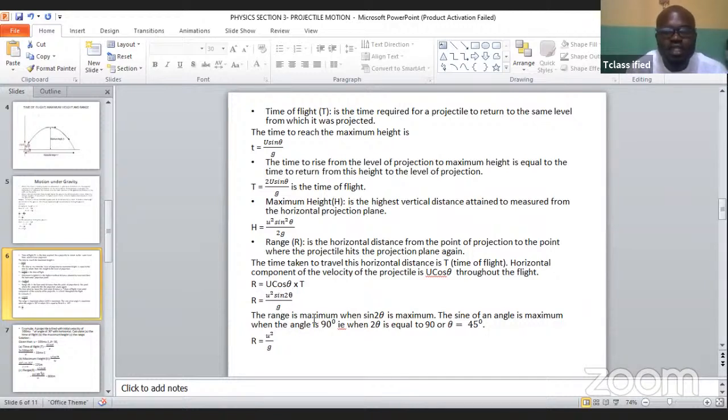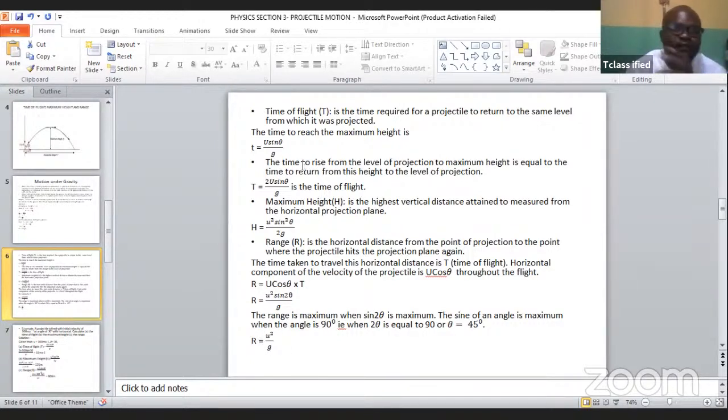Then if you're considering maximum range, the maximum range is at the point where the angle of projection theta is equal to 45. In that case, using the same formula, 2 theta will be 2 times 45, which is 90, and sine 90 is 1. So this makes it U squared over G. This is the formula for maximum range.